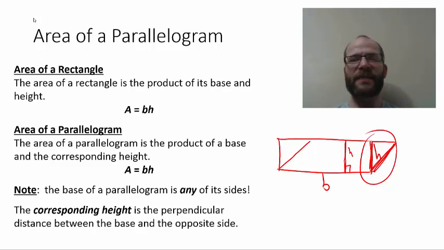Which side, then, do we call the base? Whichever one will make the problem easier for us. So you have to choose that based on the information that you're given. Let's look at one quick example, and then we'll talk about triangles.